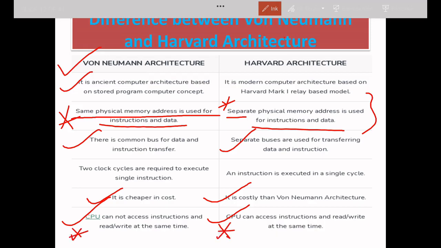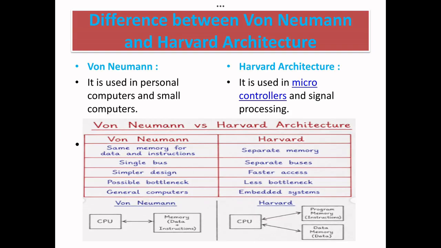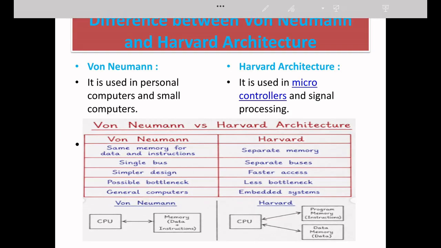You will write this in your exam. So this is a 5-mark question we covered. Again, this is also very important if you are not able to understand the previous one. So already you know that it is used in the personal computer, and because the cost is very low, it is used in microcontrollers and signal processing. Now this is very important.